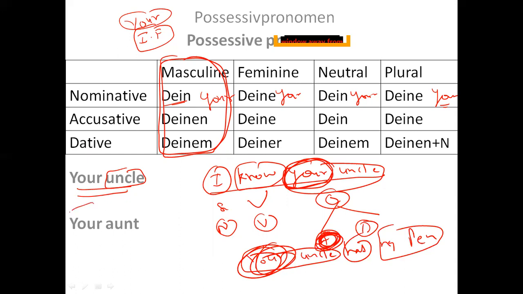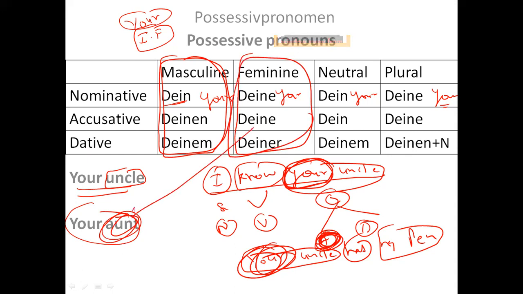Now if I say your aunt, now aunt is feminine, right? So answer has to be from the feminine list, from here. So it can be deine, deiner, or deinen, right? Now I need to see the sentence. That depends on the sentence. So far we are just discussing the table.